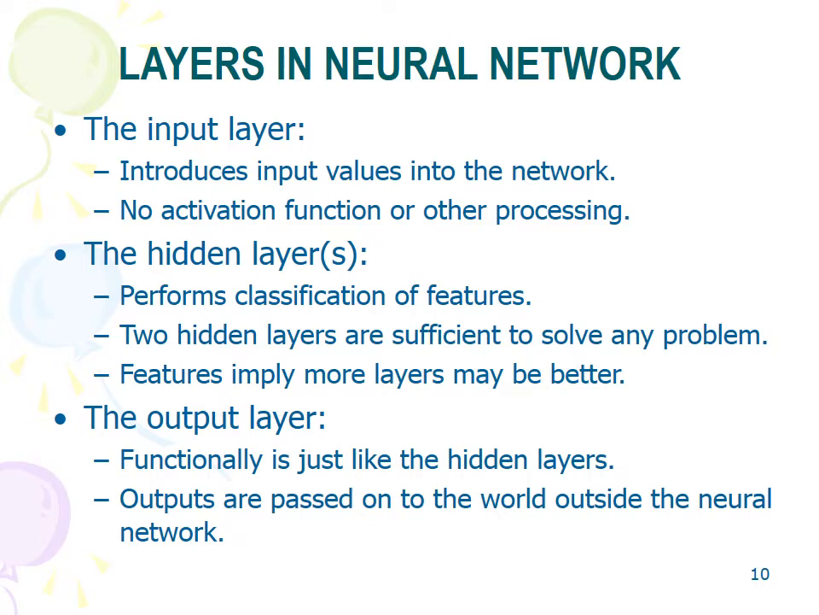The second layer is the hidden layer. In the hidden layer the performance is based upon the classification of features: what kind of features have to be identified, what kind of values have to be calculated. Two hidden layers are sufficient to solve any problem, and a larger number of layers may be used for better results. And also the output layer, the last layer, has functionality like a hidden layer, but it is connected with the outside. So the outputs are passed to the outside world with the help of the neural network.